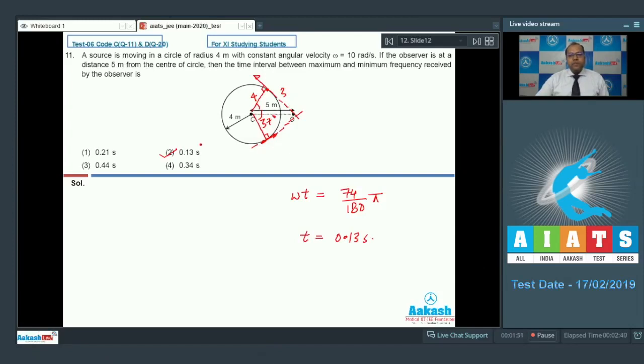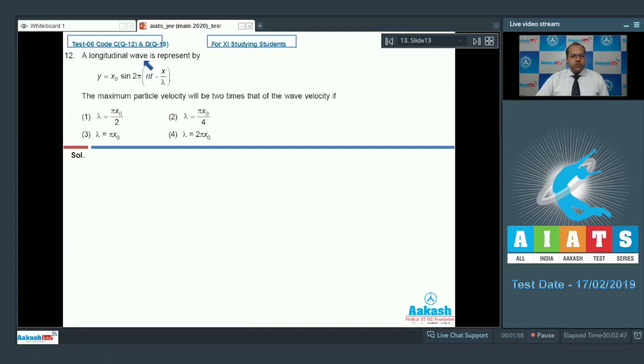Let's move to question number 12. A longitudinal wave is represented by this equation. The maximum particle velocity will be 2 times that of the wave velocity. If I differentiate this equation to get the maximum particle velocity, it comes out to be x naught into omega, that is 2 pi into n, and this is equal to 2 times the wave velocity, and wave velocity is omega by k, so it comes out to be n into lambda. So from here the value of lambda comes out to be pi into x naught. So option 3 is correct.